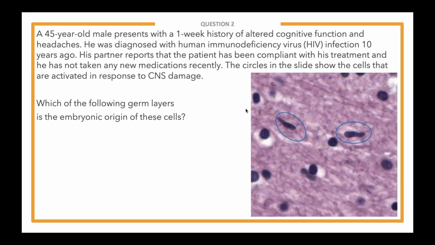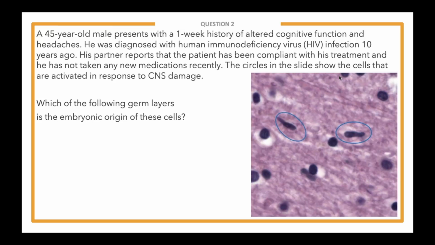All right. I see some responses coming in, so let's go ahead and read that vignette. A 45-year-old male presents with a 1-week history of altered cognitive function and headaches. He was diagnosed with human immunodeficiency virus or HIV infection 10 years ago. His partner reports that the patient has been compliant with his treatment and has not taken any new medications recently. The circles in the slide show the cells that are activated in response to CNS damage. Which of the following germ layers is the embryonic origin of these cells?